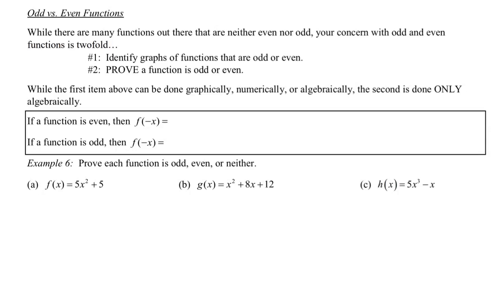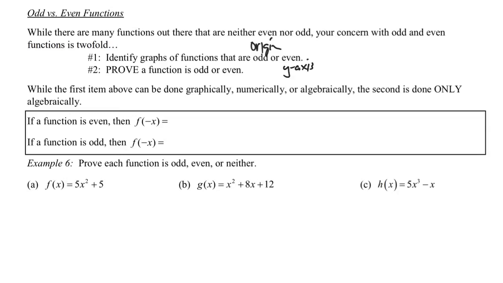Okay, we're going to think back to what we discussed earlier in the notes about symmetric functions, or symmetry, odd and even, and we're going to apply that to functions now. While there are a lot of functions that are neither even nor odd, our concern is to be able to do two things. Either identify a graph that is odd or even, and remember that odd means we have symmetry to the origin, or a graph that is even, which means we have symmetry to the y-axis.